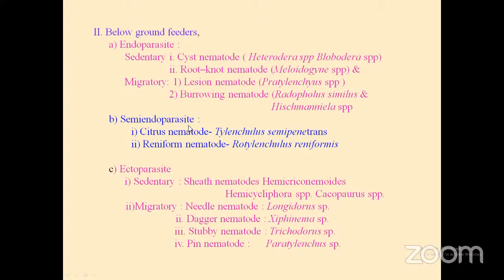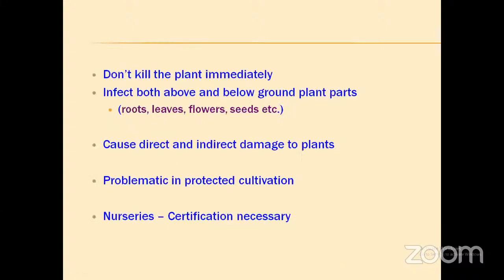And semi-endoparasitic, as I already told you, only the head will enter. So in citrus, we find the citrus nematode Tylenchulus, and Rotylenchulus reniformis, which is kidney-shaped, and ectoparasitic, sedentary and migratory, as already told you in the previous slide. So, in general, what is the opinion about the nematodes?